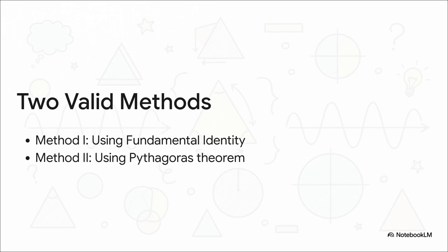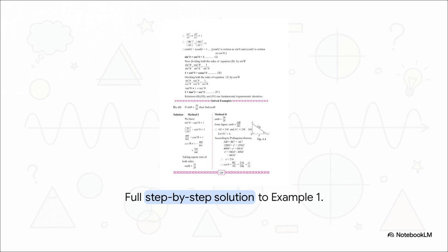missing adjacent side. And this right here illustrates the sheer beauty of mathematics. Whether you square the fractions and use the algebraic identity in Method 1, or you calculate the side lengths physically in Method 2, both paths lead to the exact same destination. Cosine theta equals 21 upon 29. It proves that our mathematical rules are perfectly 100% consistent.